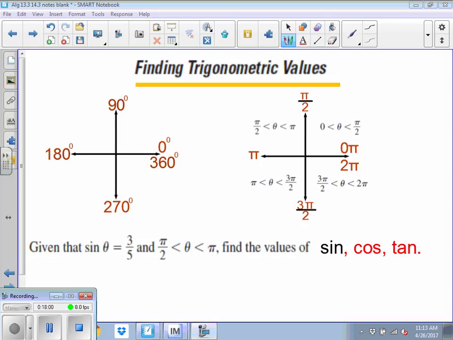Okay? Because every problem, it's going to give you one trig value. So this one says that sine is 3 over 5. We know that sine is opposite over hypotenuse, correct? So if sine is opposite over hypotenuse, then the opposite is 3 and the hypotenuse is 5. But you need more information than that for you to be able to figure out where that triangle is. So they give you that information.